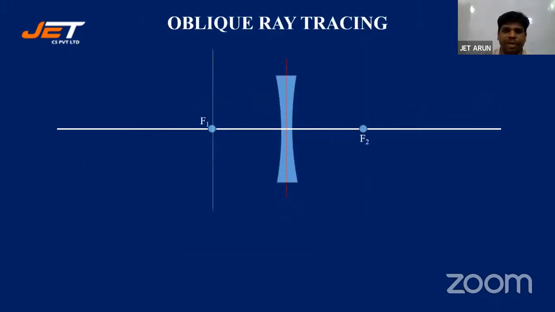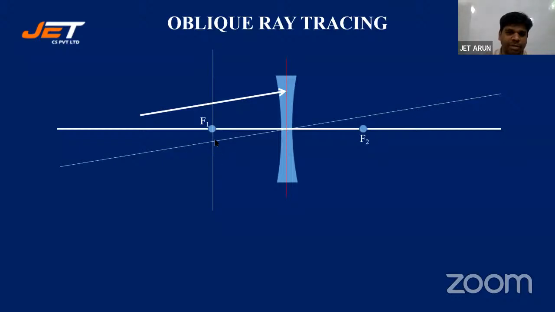Now you try. I'll give a random ray. Here is a random ray. Now what do I do? What's the procedure? I will draw a line parallel to this random incident ray passing through the optic center. Then I will mark the point which is the intersection with the focal plane passing through F1. Here is the line. Here is the point. Now this point, I will join.